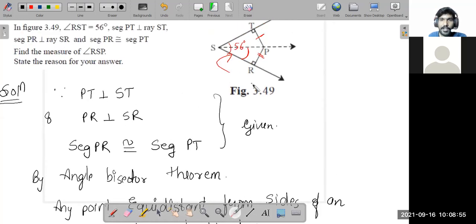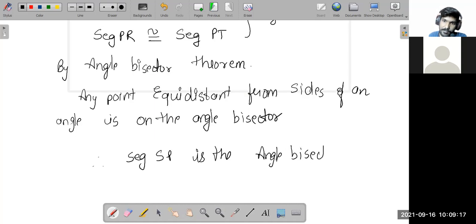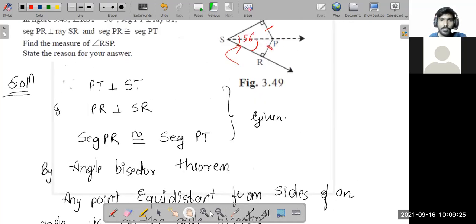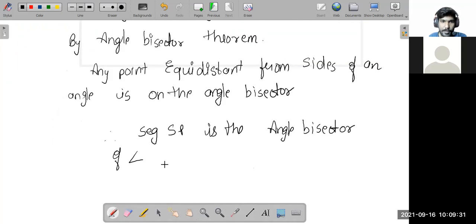That means these two, PR and PT, are equal. That means point P is on the angle bisector. And therefore, you can say segment SP is the angle bisector of angle RST.